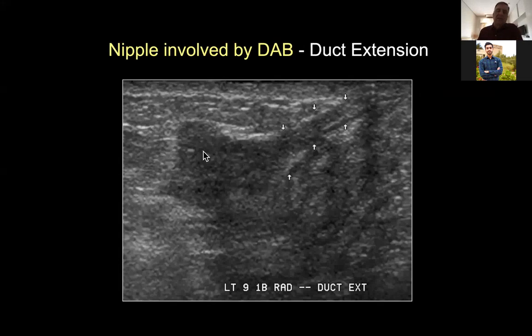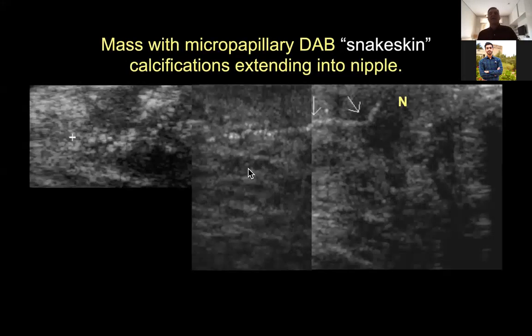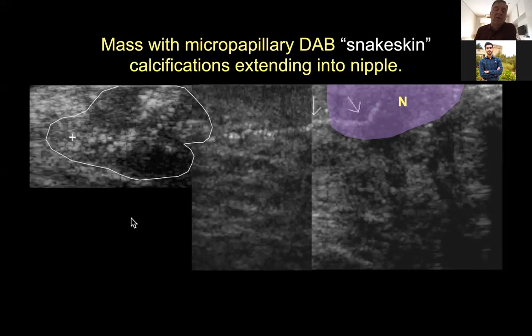So here's a case of an invasive cancer with a DCIS component growing up toward the nipple, and we can see that it in fact is growing into the nipple. And here's a case of micropapillary carcinoma with snakeskin calcifications extending from an invasive cancer on the left. Notice that I've had to put multiple fields of view together to show this, but we can see that the calcifications extend all the way into the nipple. In this case, the surgeon has to resect the nipple, and they'll have to do reconstruction for the areola and nipple later. But it's important to know whether these DCIS components actually go into the nipple.